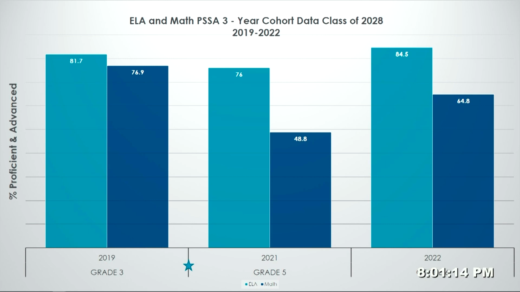This next class is the class of 2028, so they are current 7th graders, and you can see their data from 2019, 2021, and 2022. You can see by the time they took their 6th grade PSSAs, their scores did rebound more towards what they were back when they were in 3rd grade as compared to when they were in 5th grade, for math especially.